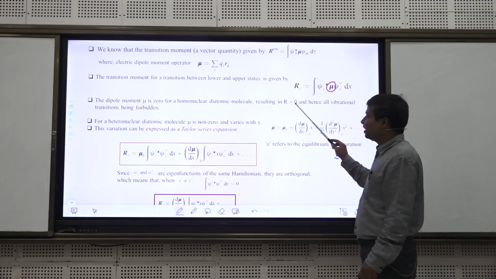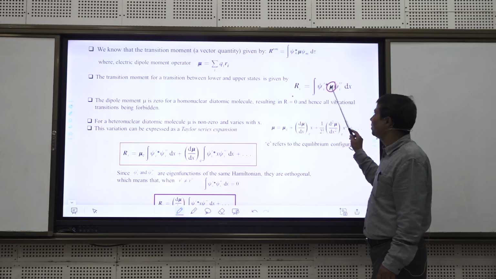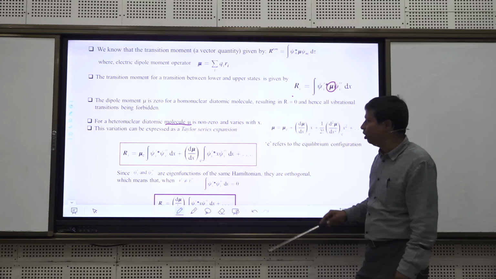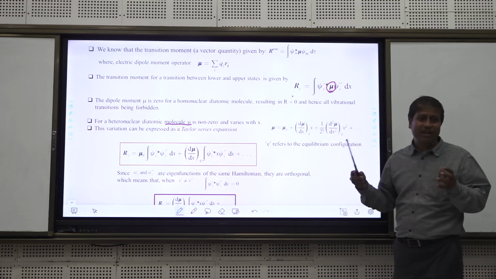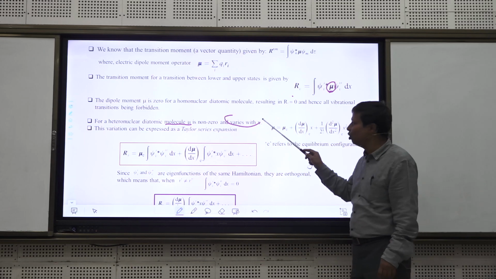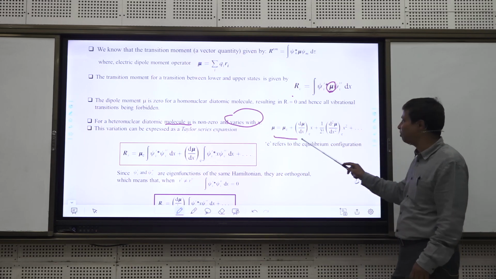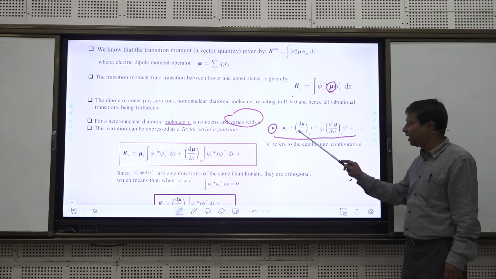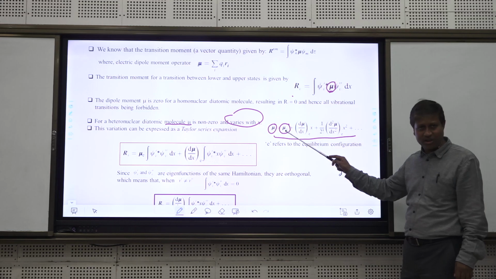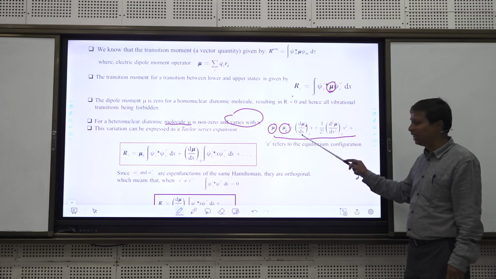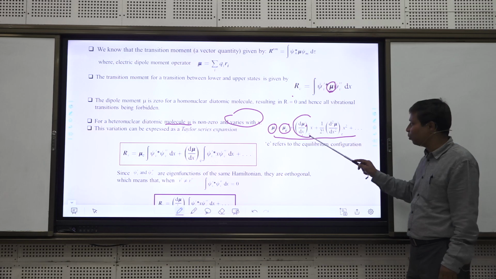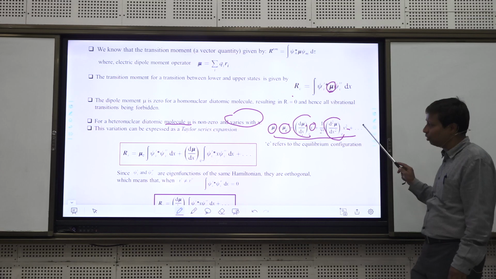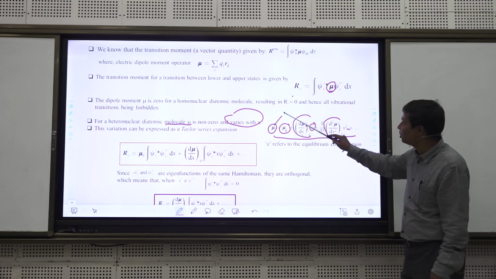If it is a homonuclear diatomic molecule, obviously mu will be 0 and you will not have any intensity. If it is a heteronuclear diatomic molecule, then mu is not 0. How does it vary with X? The variation of mu with X is expressed as a Taylor series: mu equals mu E at the equilibrium position, a constant term, plus del mu by del X at the equilibrium position times X, plus 1 by 2 factorial times the second derivative times X square, and so on. Now we have to use this expression here.